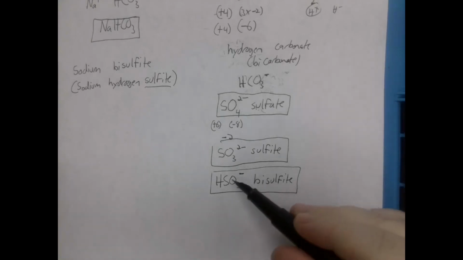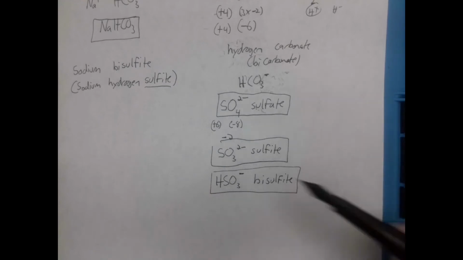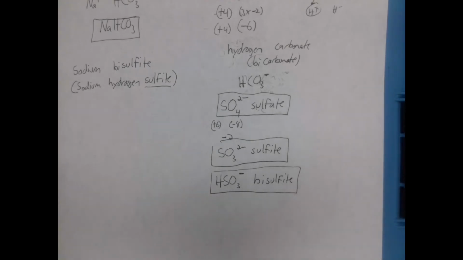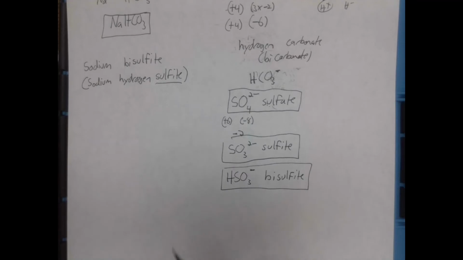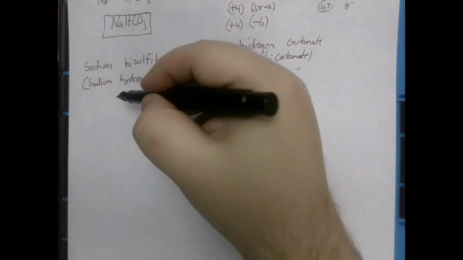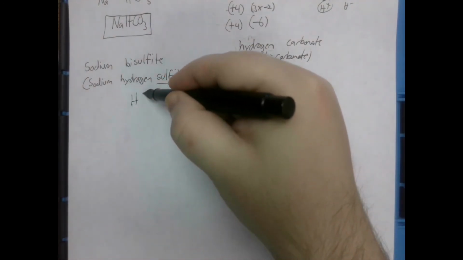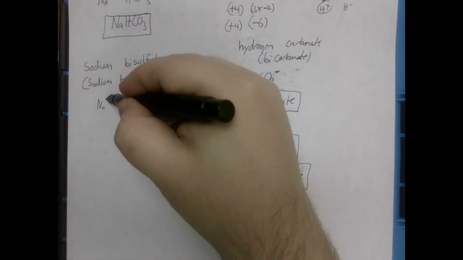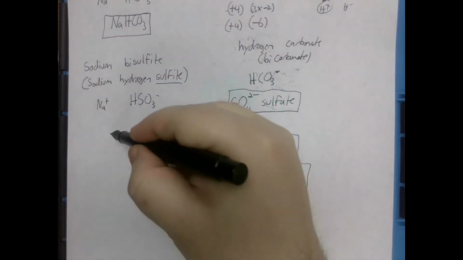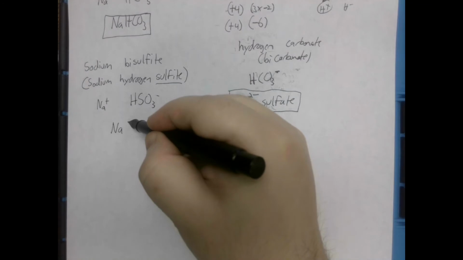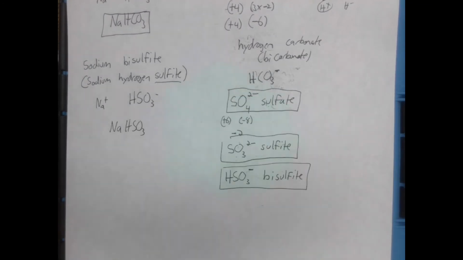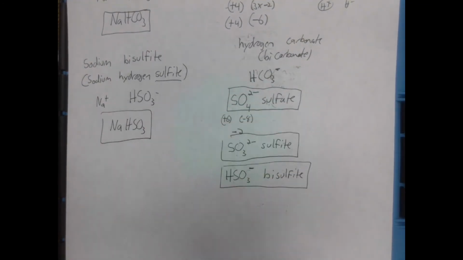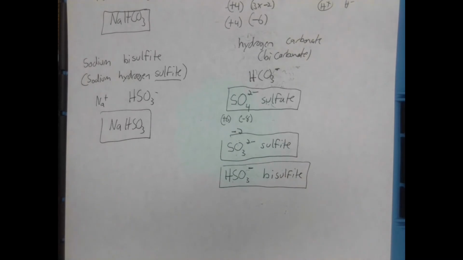So bisulfite is HSO3 negative. So sodium hydrogen sulfite or sodium bisulfite would thus have the formula: hydrogen sulfite is HSO3 negative, sodium is Na plus, and so we get a formula of NaHSO3. And remember, final answers don't have any charges on the compound.